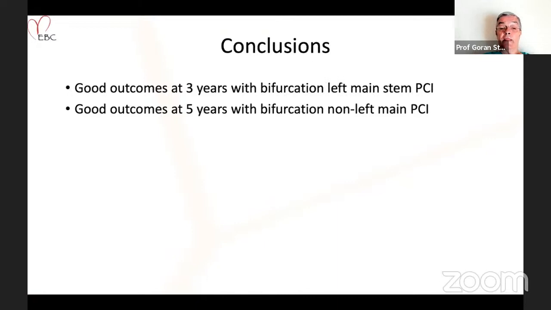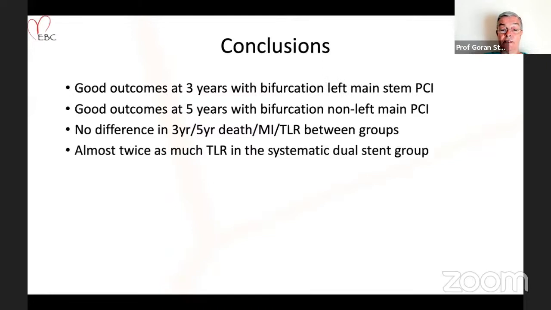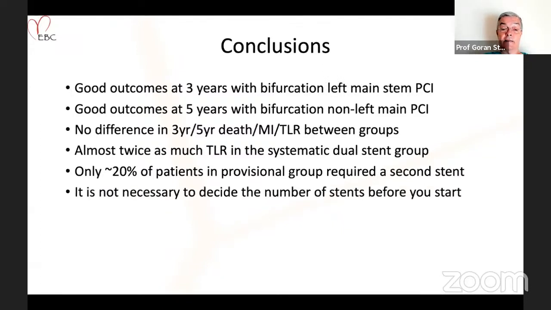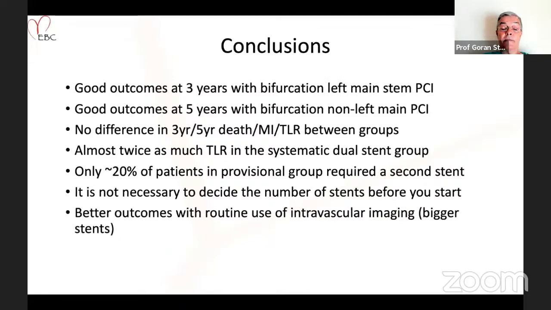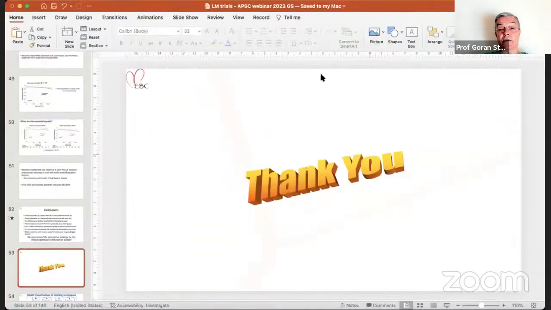So I would like to conclude that good outcomes at 3 years with bifurcation left main PCI stent were reported, good outcomes at 5 years with bifurcation non-left main PCI. There is no difference in 3-year or 5-year death, MI, and TLR between provisional and systematic two-stent strategy. Almost twice as much TLR in the systematic dual-stent group in the EBC main, and only 1 out of 5 in provisional group required second stent. So again, to repeat, it's not necessary to decide the number of stents before we start procedure. We have definitely better outcome with routine use of intravascular imaging. And to conclude, we recommend the provisional strategy to be the default approach for bifurcation disease. Thank you very much for your attention.